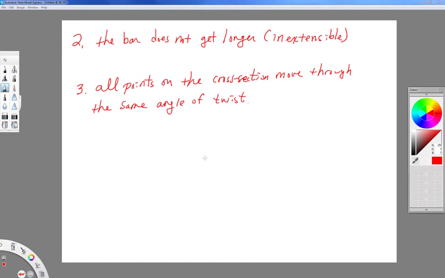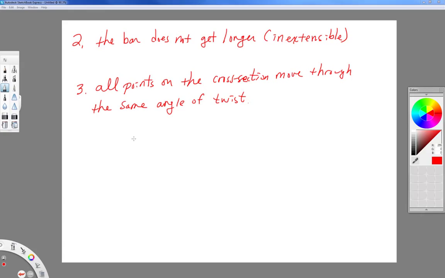A couple of other observations that we can make is that when we have pure torsion on a bar, the bar does not get any longer. The fancy word for this is the bar is inextensible. That also means that we don't have any axial strain when we have a circular cross-section bar in torsion. A third observation is that all points on the cross-section move through the same angle of twist.